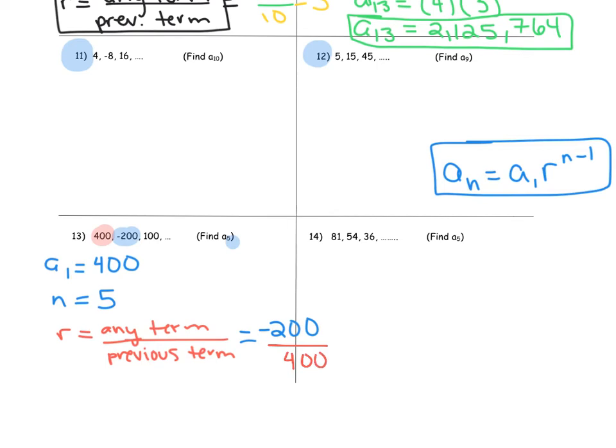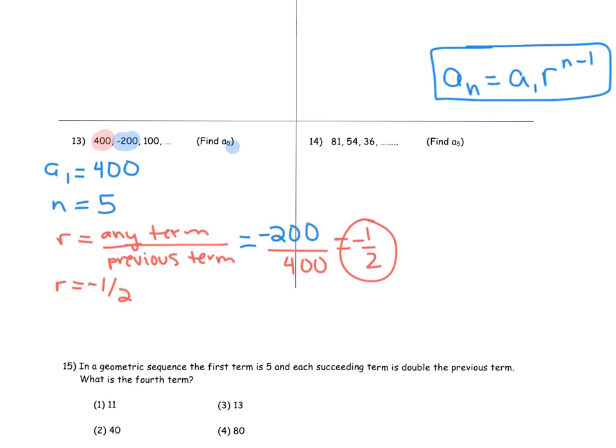Negative 200 over 400 is equal to negative 1/2. So that's really important. My r value is negative 1/2. So I need to plug in for that here.